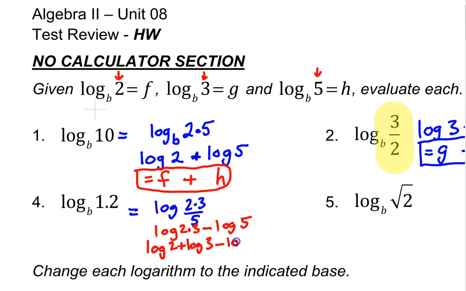So we end up with log of 2, which is f, log of 3, which is g, and then log of 5, which is h. So we have f plus g minus h. There we go.